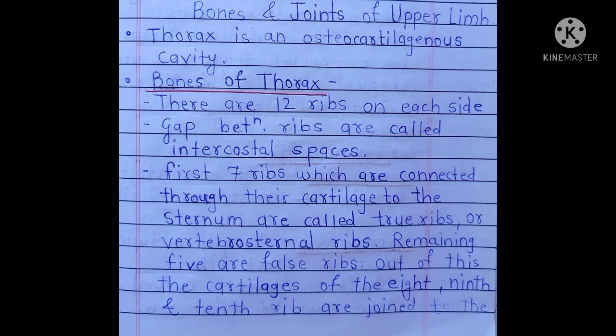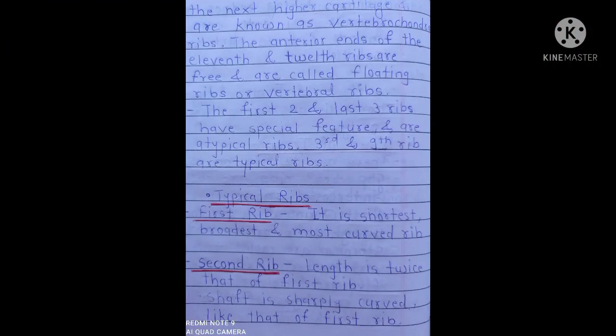First 7 ribs, which are connected through their cartilage to the sternum, are called the true ribs or the vertebrosternal ribs. The remaining five are the false ribs. Out of these, the cartilage of the 8th, 9th, and 10th ribs are joined to the next higher cartilage and they are known as the vertebrochondral ribs. The anterior ends of the 11th and 12th ribs are free and they are called the floating ribs or vertebral ribs. The first two and the last three ribs have a special feature and they are atypical ribs.